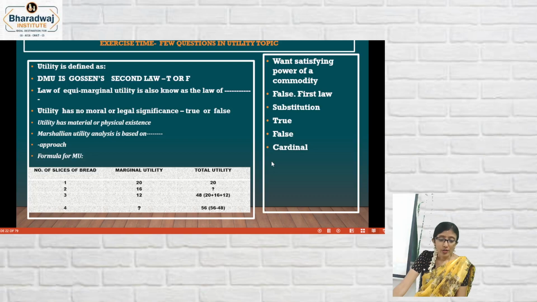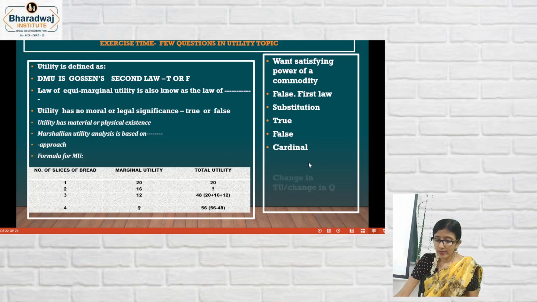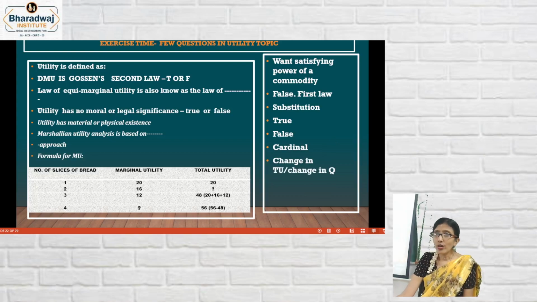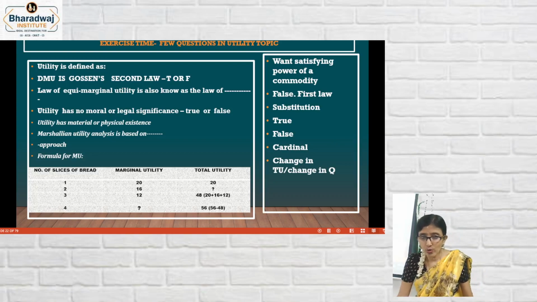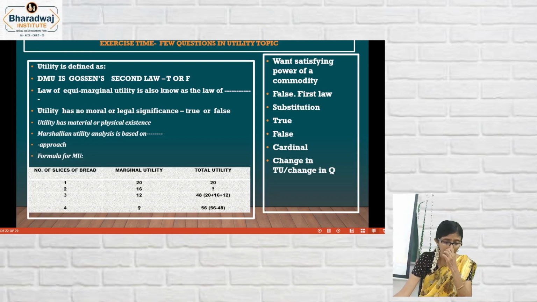Okay. Formula for MU. Yes, two formulas you can write. Delta TU by delta Q you can write, or TUn minus TUn minus 1. Both are allowed, isn't it? Delta TU by delta Q. Okay? Yes. Now answer for this.